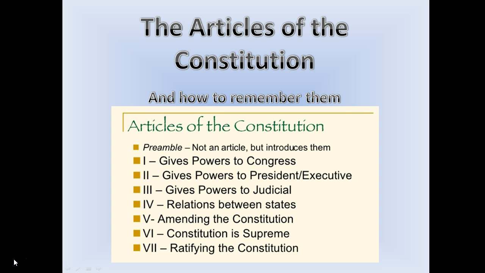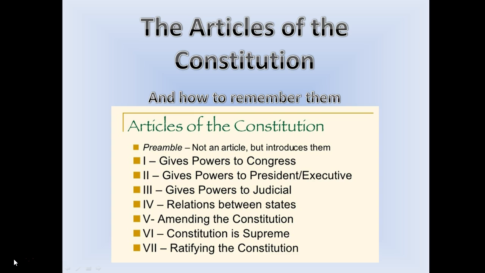Alrighty guys, just a quick tutorial today on the 7 articles of the Constitution. Look, ultimately, they are the 7 parts of the Constitution broken up, and that doesn't include the preamble. So, when you look at how they assembled the Constitution, I've got it lined up for you here. The very beginning is the preamble, the purpose, okay?